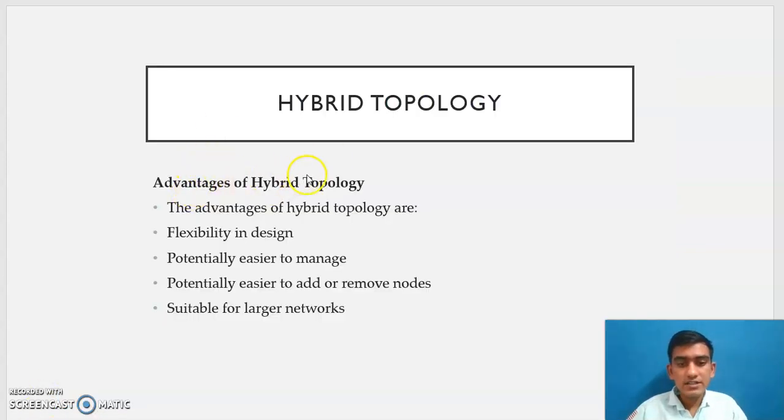Let us see the advantages of hybrid topology. The advantages of hybrid topology are flexibility in design. It is potentially easier to manage because it has an easy design. These two are related. Potentially easier to add or remove nodes. Suitable for large networks. Hybrid topology is used for large networks because it's easy to add or remove nodes.